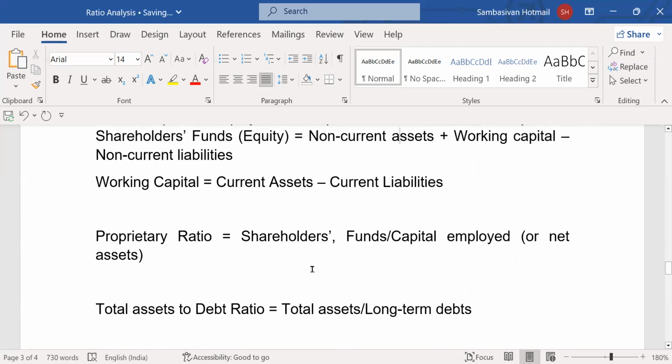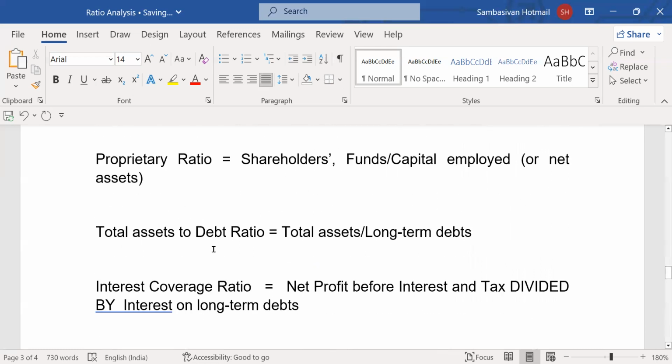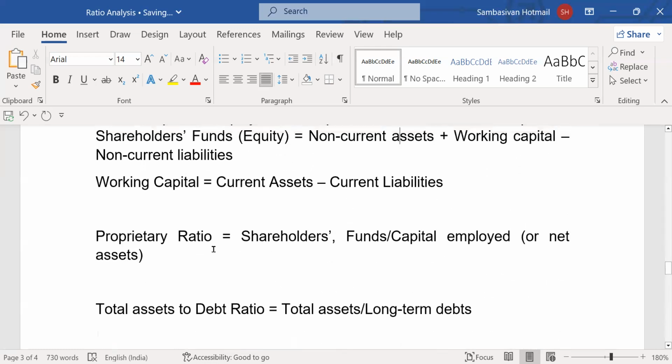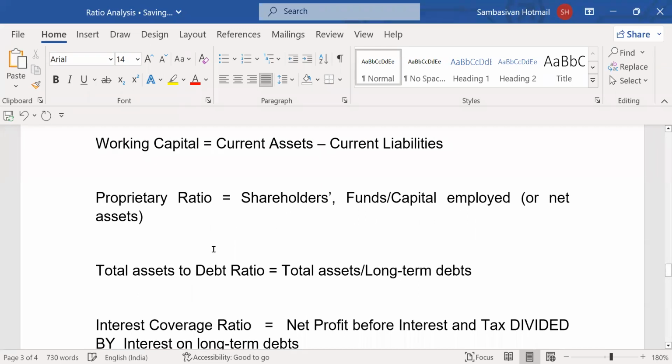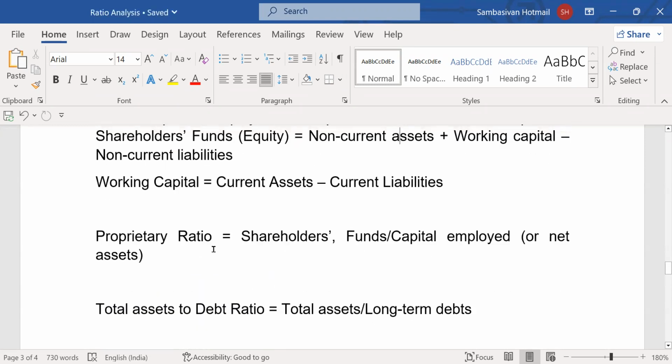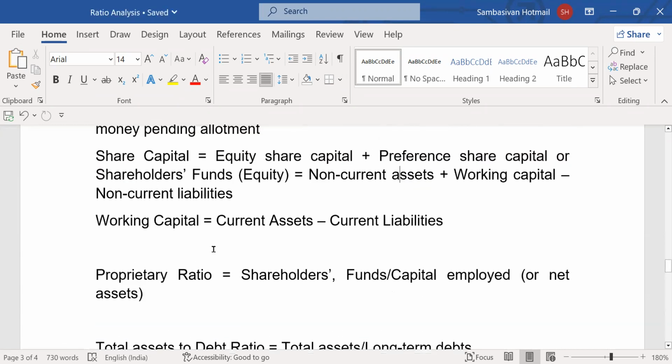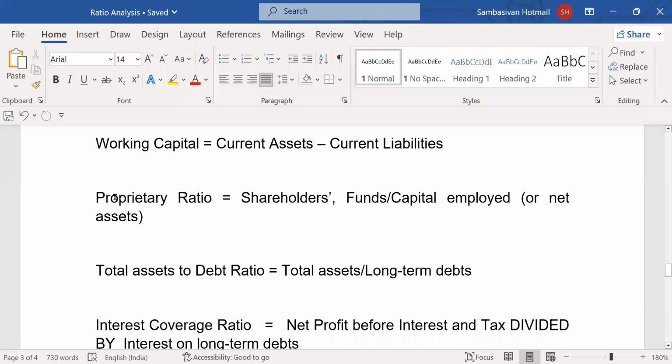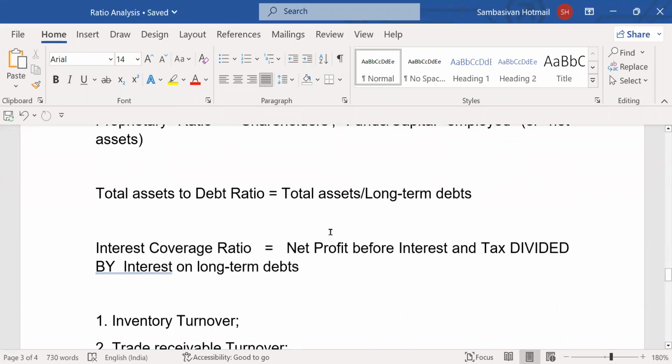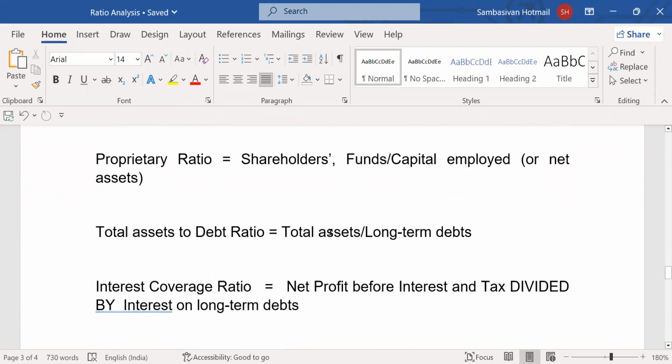Good. Okay. Proprietary ratio. It is not visible to me, sir. Proprietary ratio. Not visible, sir. I think you can see it. Working capital is equal to current asset minus current liability. And now I can see it.